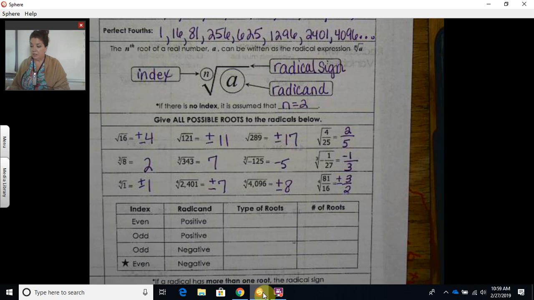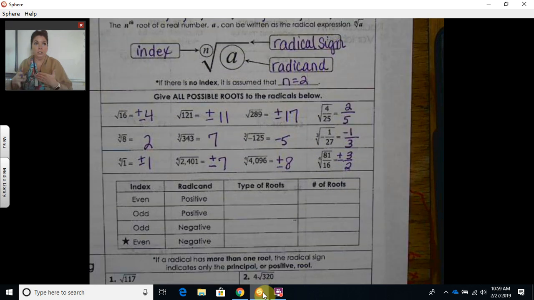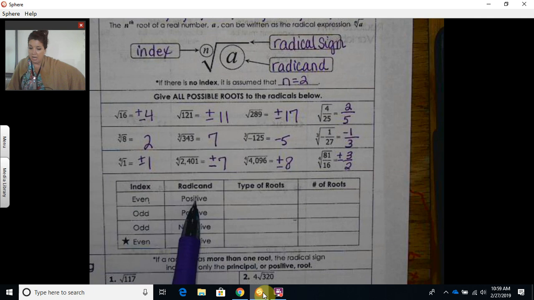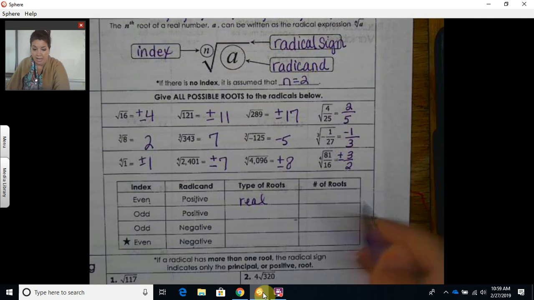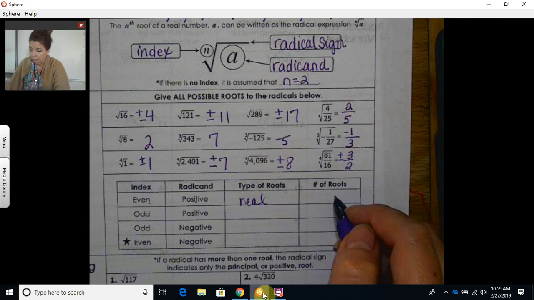Okay, so now let's see the type of roots and the number. Type meaning is it real or imaginary, and then the number of roots, okay? If your index is an even number and your radicand is positive, are you going to have a real or imaginary root? Real. And how many roots will you have? 2. 1 positive and 1 negative, right? Even index, I get 1 positive, 1 negative, real root.